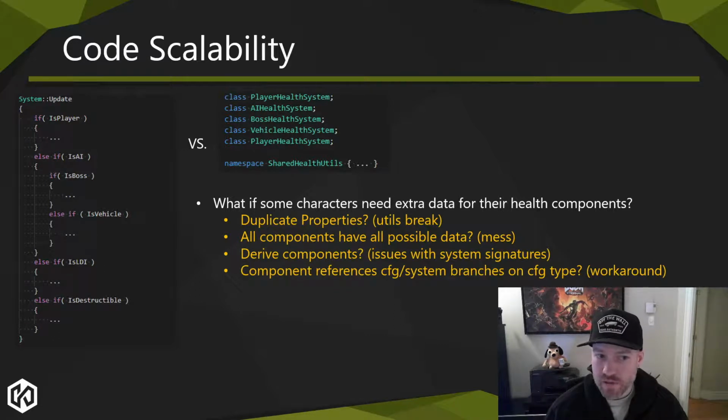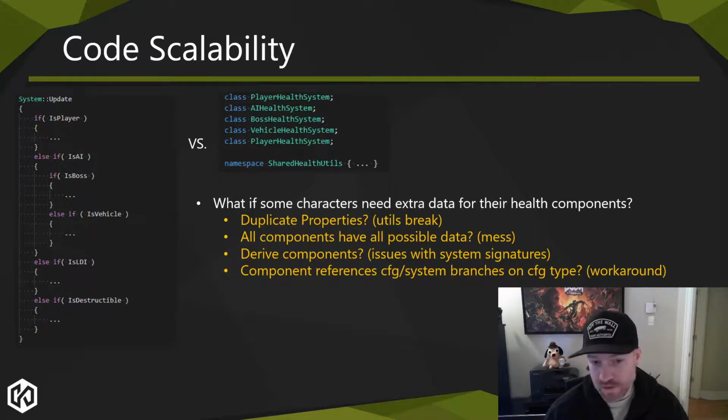This starts to break down a little bit when, let's say, our health component has a lot of settings on it. Maybe it's got a lot of properties, 20. But then the boss needs 3 more. But then the vehicle needs 2 more, but not the same as the boss ones. And then maybe the player has some additional data that the AI doesn't. What do you do in that scenario? Do you copy paste them into separate components? Well, if you do that, your health utils start to break, right? Because they don't have a shared base. Now they have to handle those types explicitly. So now you potentially have duplication in your health utils.